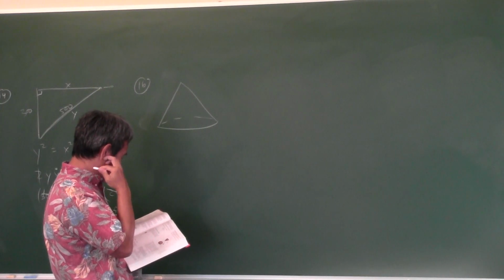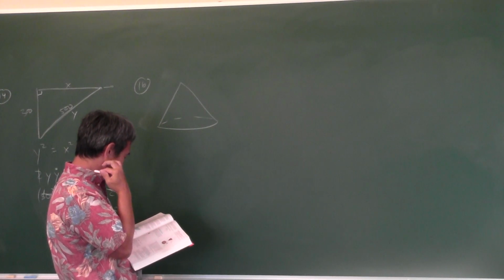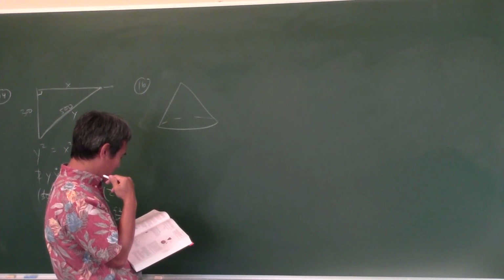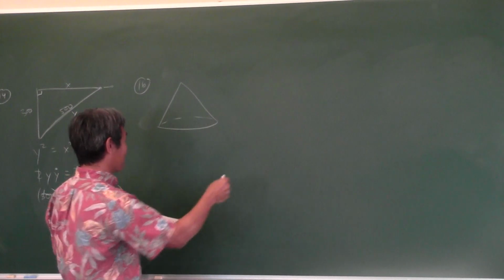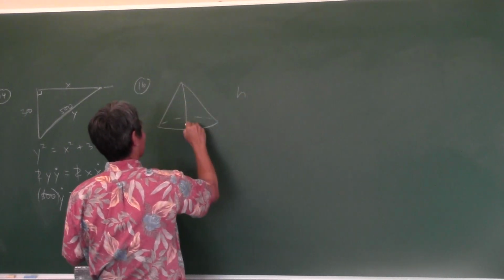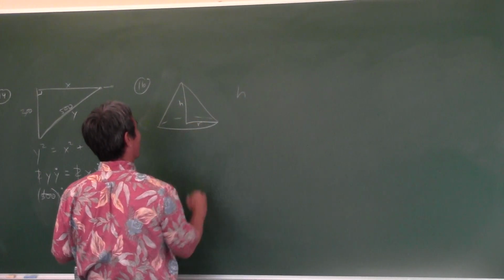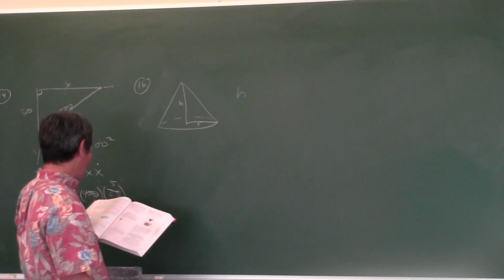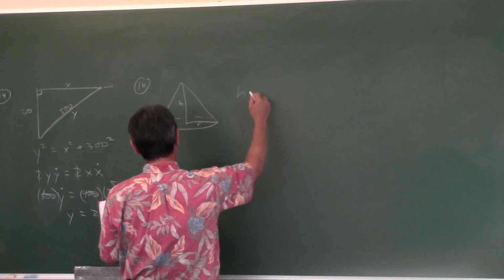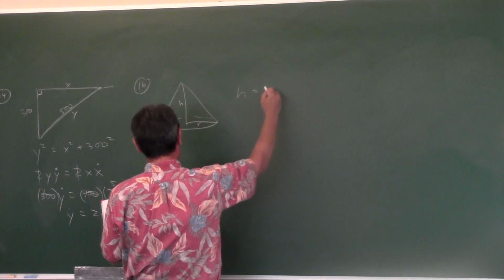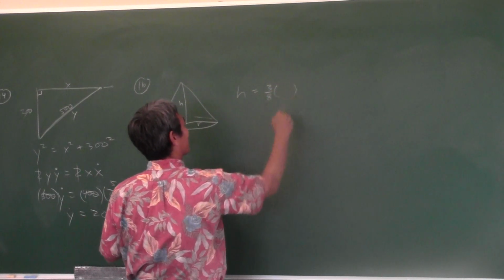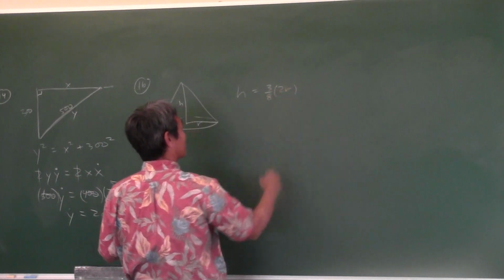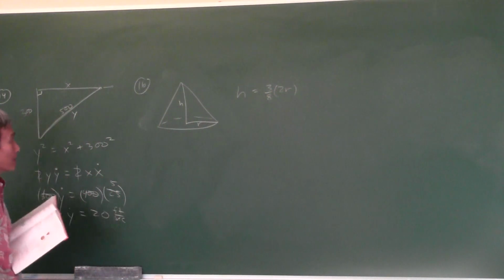Okay. At the rate of 10 cubic meters per minute onto the top of a pile, the height of the pile is always equal to 3/8 of the base diameter. So the height of the pile is always equal to 3/8 of the diameter, but what is the diameter of a circle? 2 times the radius, so probably we can use that.